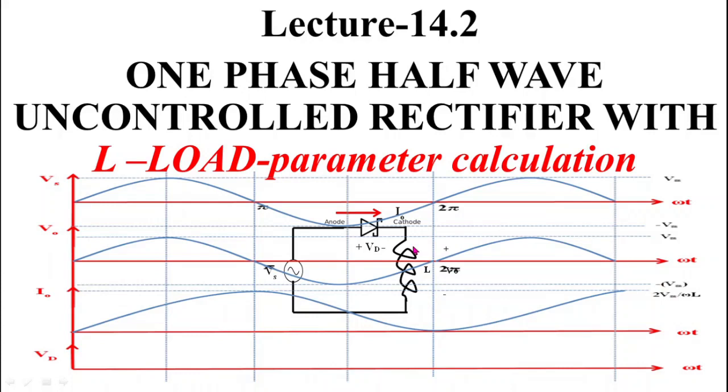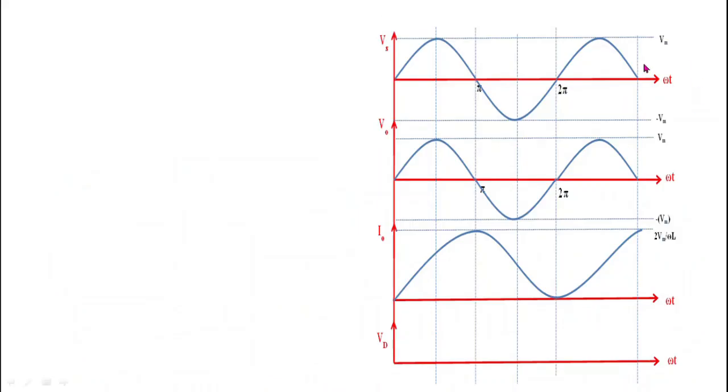This is the second part of lecture 14. In this lecture, we will calculate the various parameters for a one phase half wave uncontrolled rectifier with R load. So this was the waveform we got in my previous lecture. For this waveform, we will calculate the values of various parameters.